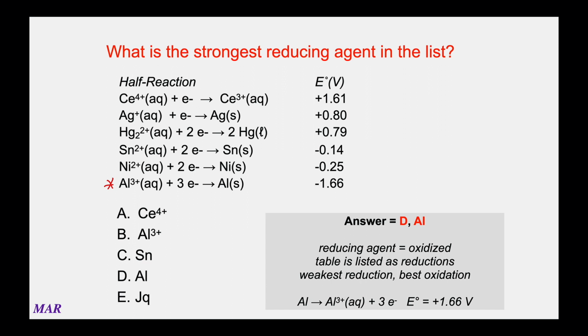And I know that's confusing and I hate it, and I'm really sorry for what it's worth, but I didn't make the rules. I'm just the messenger. You want the most positive E cell for an oxidation. Aluminum going to aluminum 3+ would be the one you'd want to choose in this list.